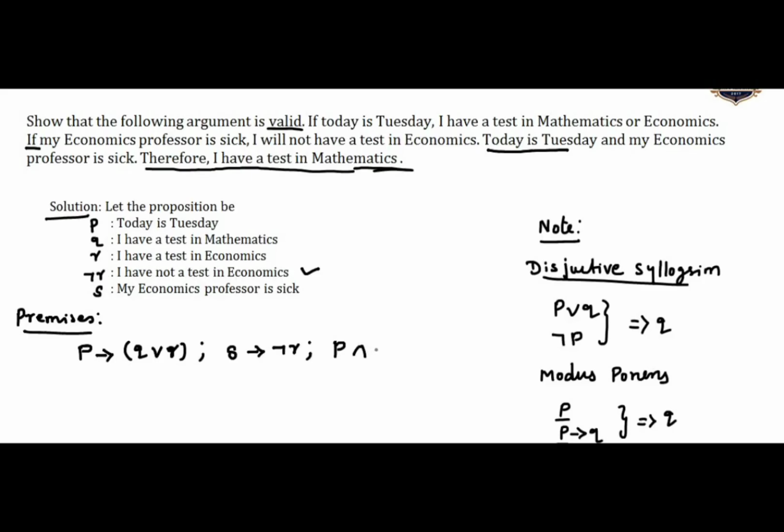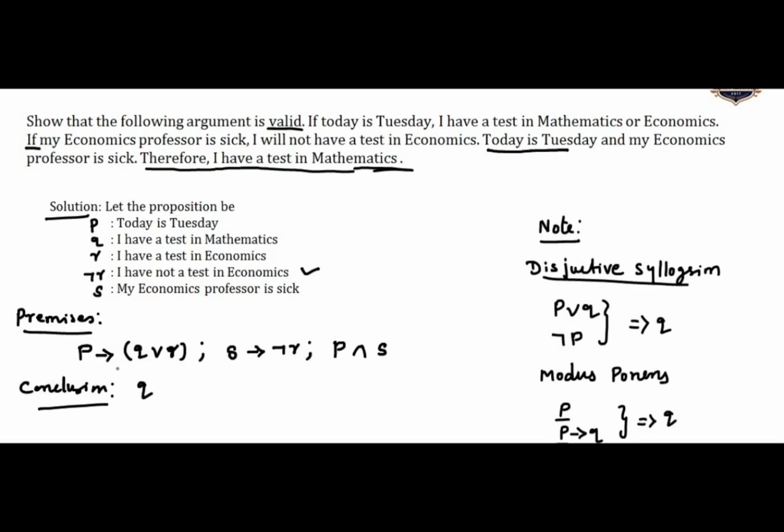And economics professor is sick, it is denoted by S. So this is nothing but P and S. Therefore, using these three statements, we are going to give a conclusion. The conclusion is nothing but what? I have a test in mathematics. So that is our conclusion statement. We are going to prove the conclusion statement, I have a test in mathematics, that is nothing but Q.